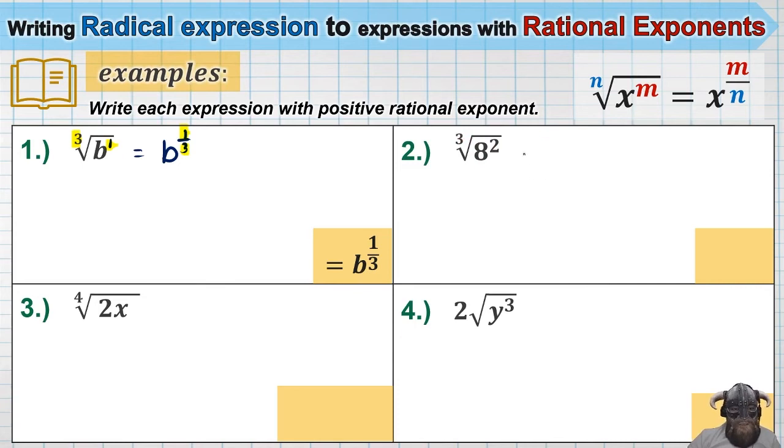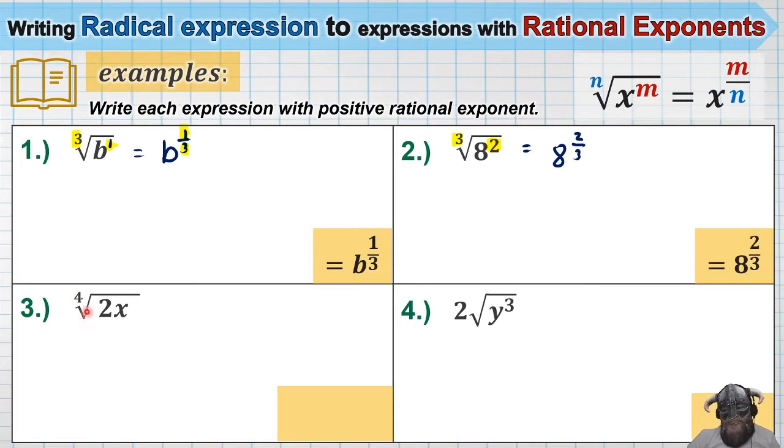So in this case, ang ating index ay 3 at ang exponent naman ng ating radicand ay 2. So the answer will be 8 raised to, yan, denominator see index, yung n natin, denominator. So over 3 yan dapat. And then yung nandito sa loob na exponent ni 8 will be the numerator. So our final answer will be 8 raised to 2 over 3. Okay, so tama.